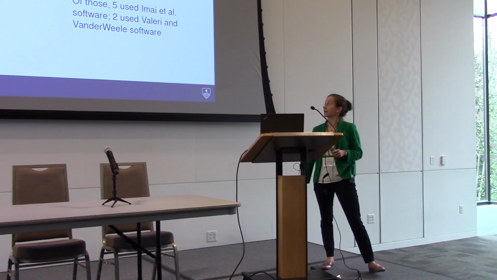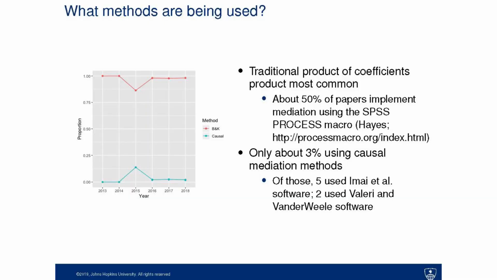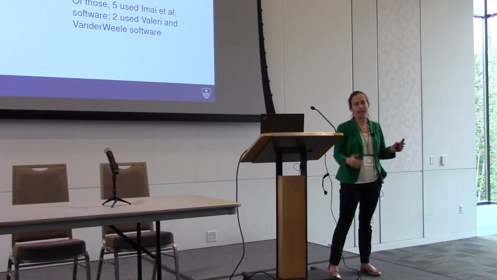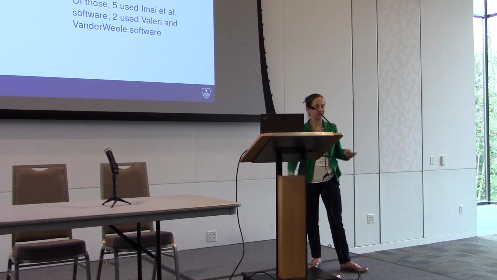So, point number one, what methods are being used? This graph shows the year on the x-axis and the proportion on the y-axis. Red at the top is the traditional Baron and Kenny kind of structural equation model, series of linear equations approach. 97% of papers are using that. We looked at it by year because I thought, well, the causal stuff is newer, maybe in 2018 more people are using that, because there have been some software packages developed and some efforts towards dissemination. But no, across time, except for a weird little jump in 2015, it's about 3% of papers in this literature that are using any of the causal approaches that all of us work on.